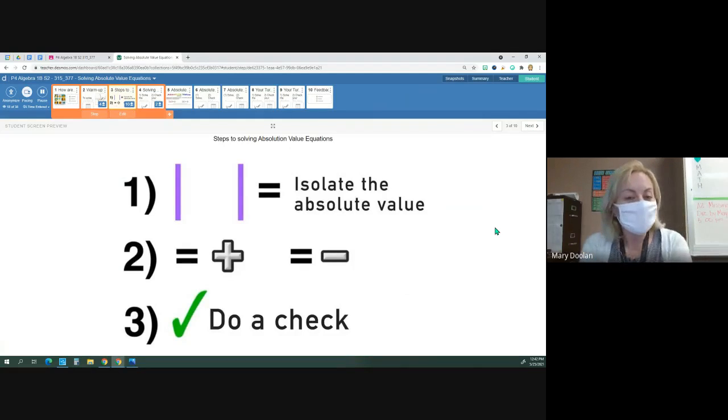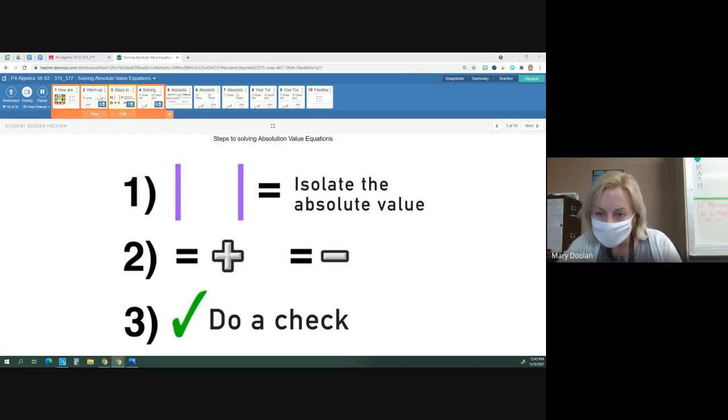This is just our steps. We today are going to be solving absolute value equations, and these are our steps. So first thing, you isolate the absolute value, which means you get it on one side of the equal sign by itself. And then the second step is to split that into 2 equations, one where it's equal to the positive version of what's on the other side of the equal sign, and one where it's equal to the negative version of what's on the other side of the equal sign. And then you just check your work.